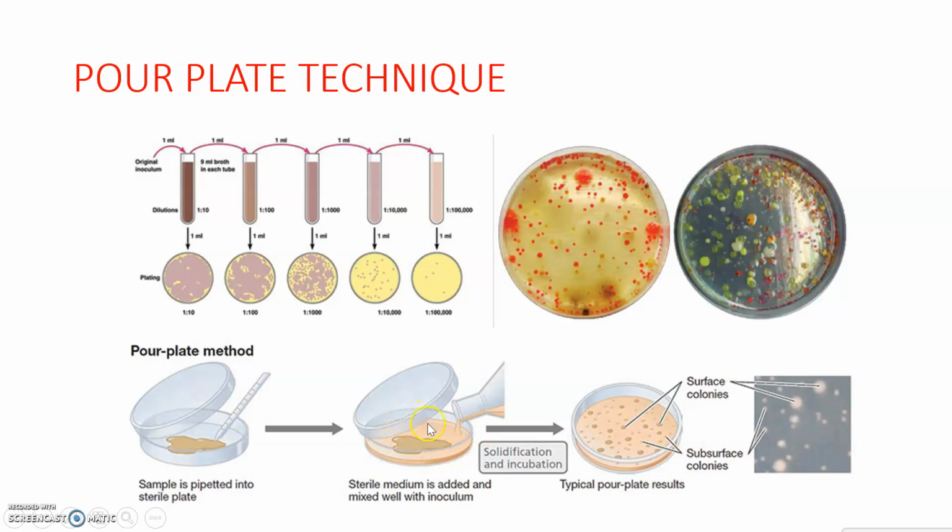And we are mixing the inoculum by placing it on the surface and rotating, closing the lid, and keeping it for solidification and incubation. Later, the next day, we get the colonies like this. Surface colonies are obtained as well as subsurface colonies, meaning inside the agar. Two types of colonies can be seen. This is the pour plate technique in brief.